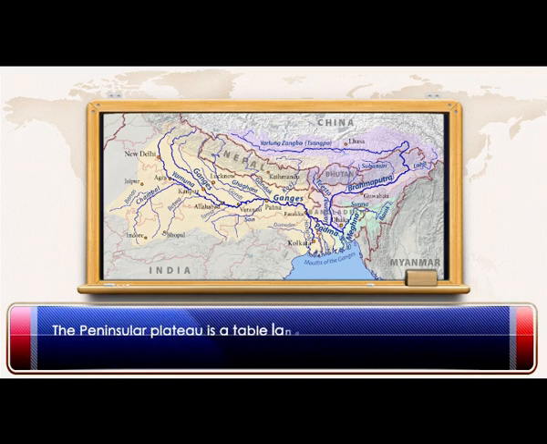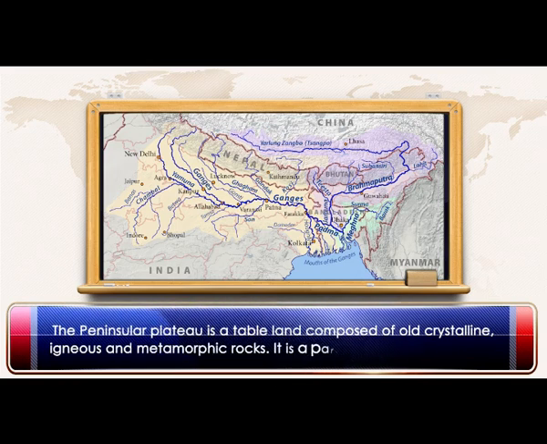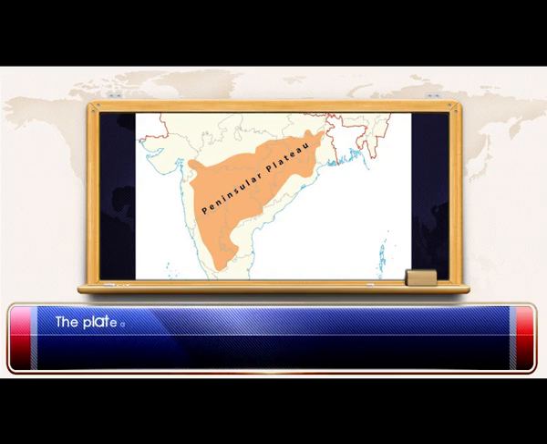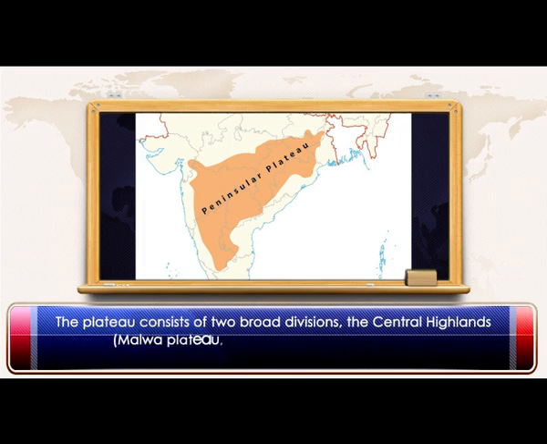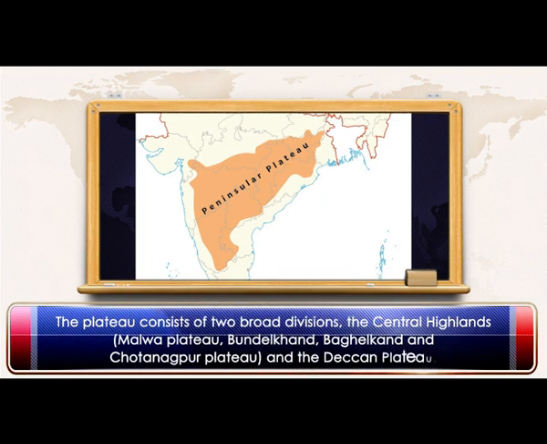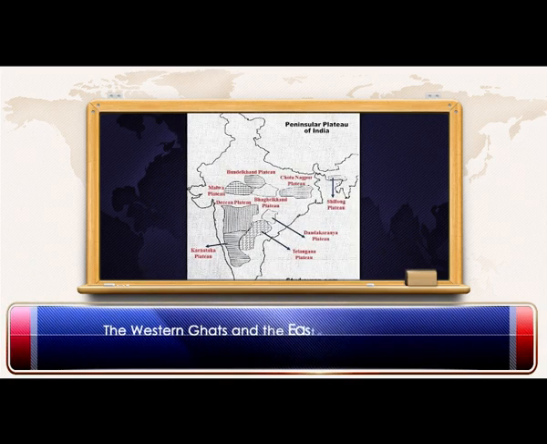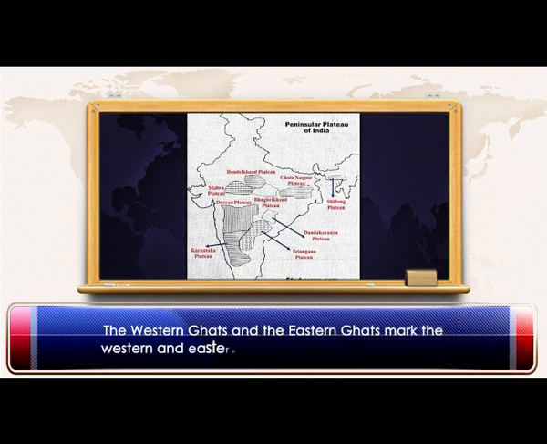The peninsular plateau is a tableland composed of old crystalline, igneous, and metamorphic rocks. It is a part of the oldest landmass. The plateau consists of two broad divisions: the Central Highlands, Malwa Plateau, Bundelkhand, Baghelkhand, and Chota Nagpur Plateau, and the Deccan Plateau. The Western Ghats and the Eastern Ghats mark the western and eastern edges of the Deccan Plateau.